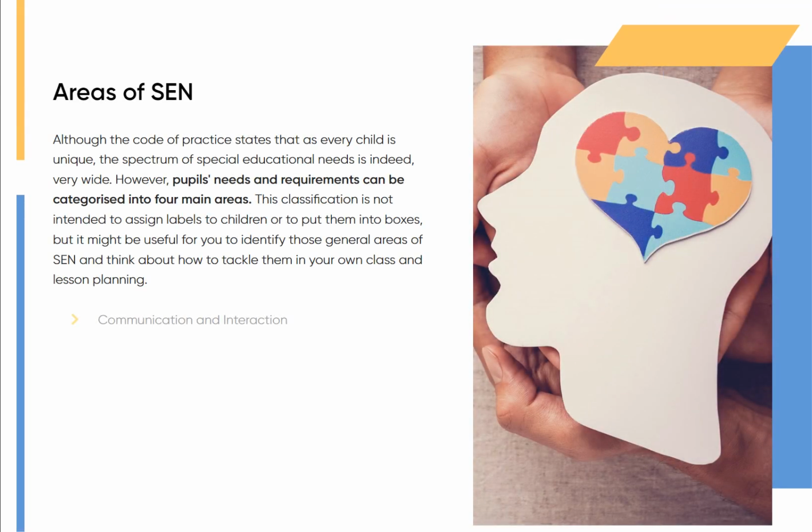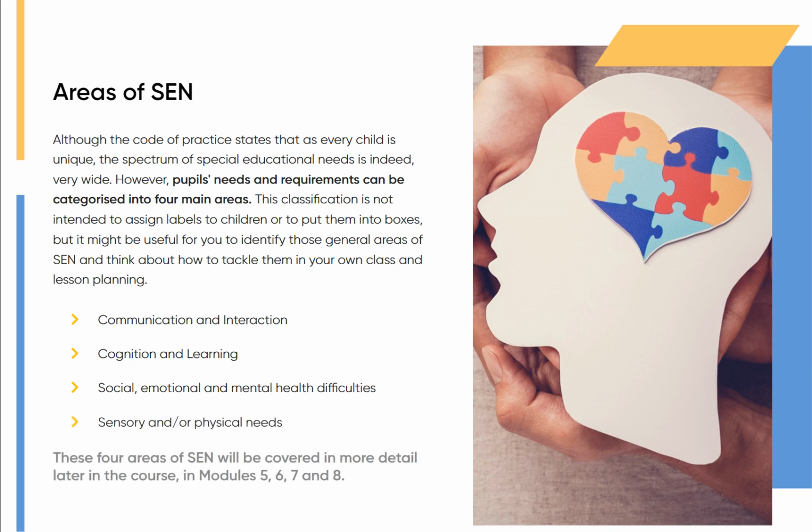Areas of SEN. The Code of Practice states that every child is unique and the spectrum of special educational needs is indeed very wide. However, pupils' needs and requirements can be categorized into 4 main areas. This classification is not intended to assign labels to children or to put them in boxes, but it might be useful for you to identify those general areas of SEN and think about how to tackle them in your own class and lesson planning.